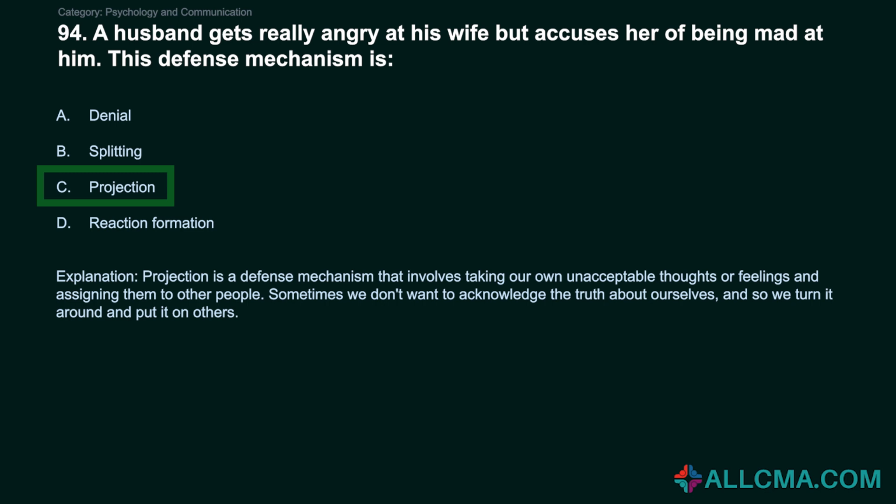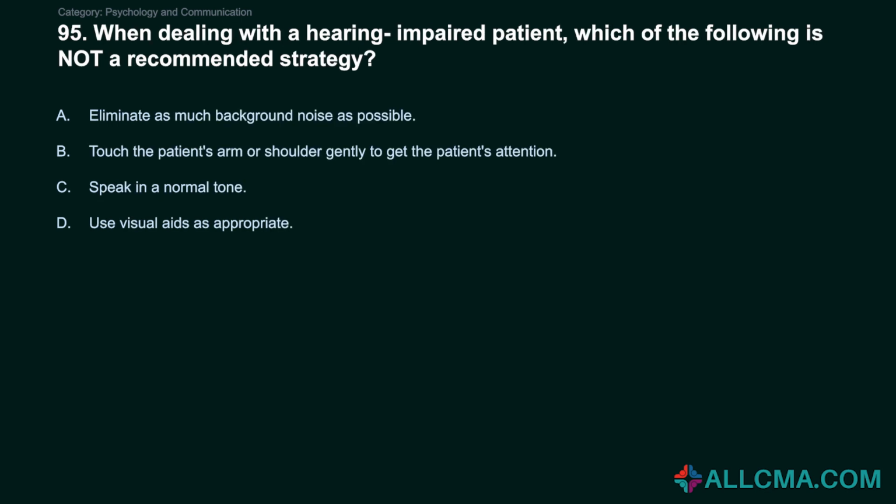95. When dealing with a hearing-impaired patient, which of the following is not a recommended strategy? A. Eliminate as much background noise as possible. B. Touch the patient's arm or shoulder gently to get the patient's attention. C. Speak in a normal tone. D. Use visual aids as appropriate. Correct answer: C. Speak in a normal tone.